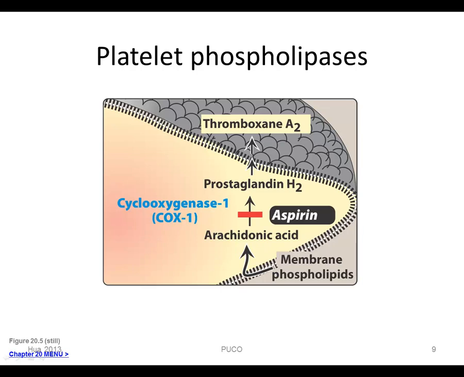Aspirin inhibits thromboxane A2 synthesis from arachidonic acid in platelets by irreversible acetylation of serine, preventing arachidonate from binding to the active site, thus inhibiting COX-1. The lifetime of an anucleate platelet is approximately 7 to 10 days.